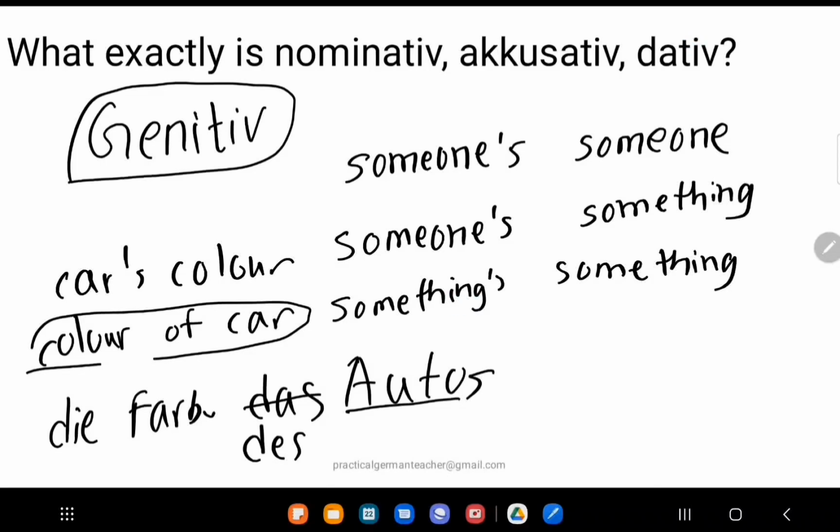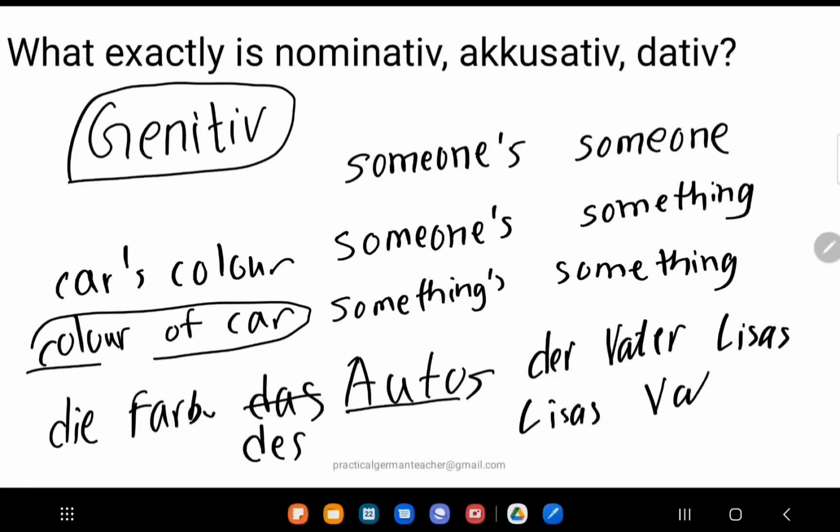So whenever it is something something, or someone someone, right? Let's say you want to say Lisa's Vater, father of Lisa. You can say der Vater von Lisa, or you can say Lisas Vater. Both ways are fine. So you add s, you don't add an apostrophe. That's how the German language is. You don't have to add an apostrophe. So whenever the framing is like someone's something, you have to use genitive.